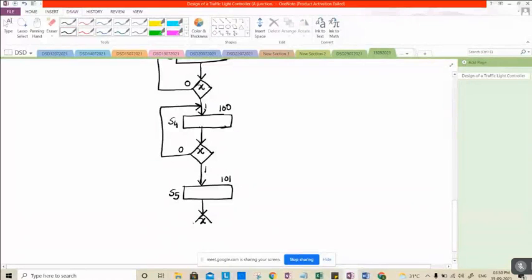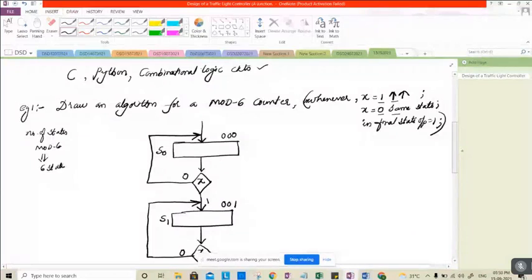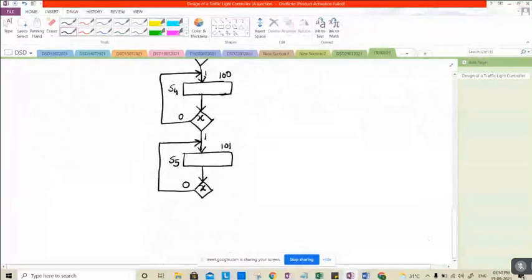So after S5, if x is equal to 0, repeat the loop. If x is equal to 1, we are saying that in final state output is equal to 1. So this is my final state. Here my output is equal to 1 whenever x is equal to 1. So output z is equal to 1. Then after that, get back to the starting state.